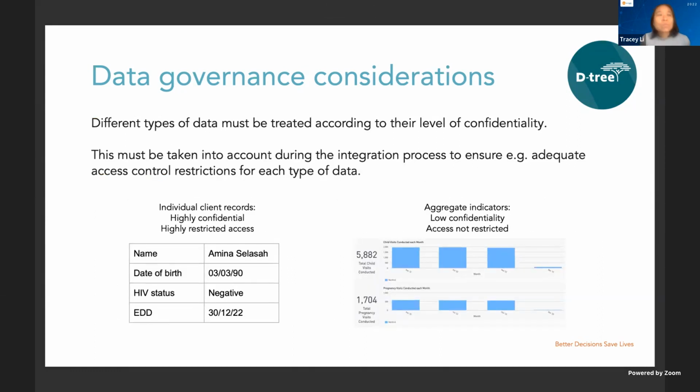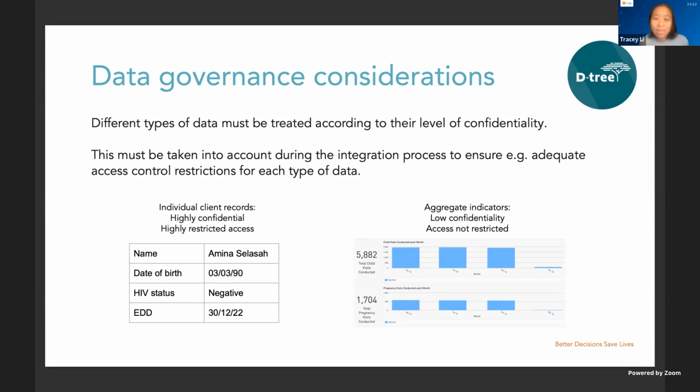What can sometimes make it more complicated is that in community health programs, there are different types or levels of data that are collected, which I'll explain. These different types of data have to be governed according to their level of confidentiality. On the left-hand side, I'm showing an example of individual client health records, which are collected by community health workers when they conduct their household health visits. These are health records about individual people, therefore they're highly confidential and access needs to be highly restricted.